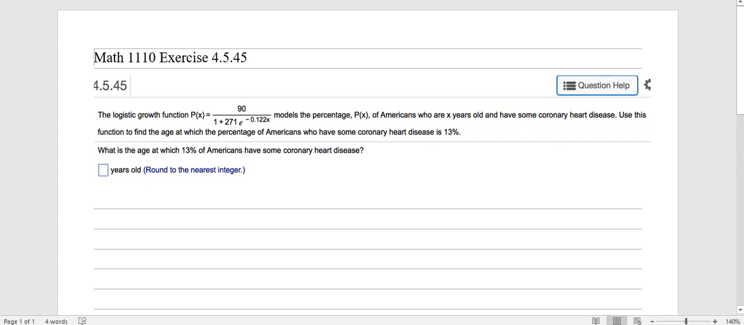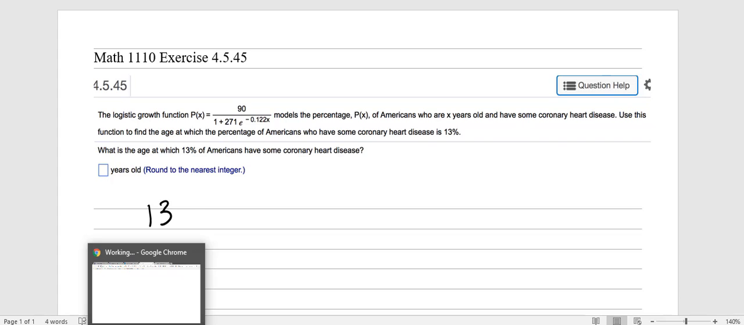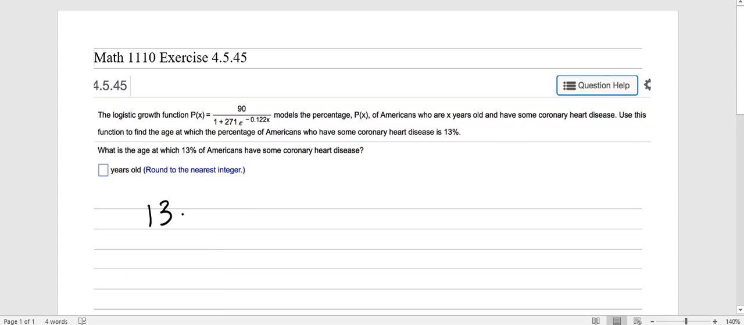So we're going to let P equal 13, and we're being asked to find x because x is the age. So we're being asked to find the age for which P is 13%. So I'm going to replace P with 13, and then my only unknown in the problem will be x, and I will be able to find this by solving this exponential equation.